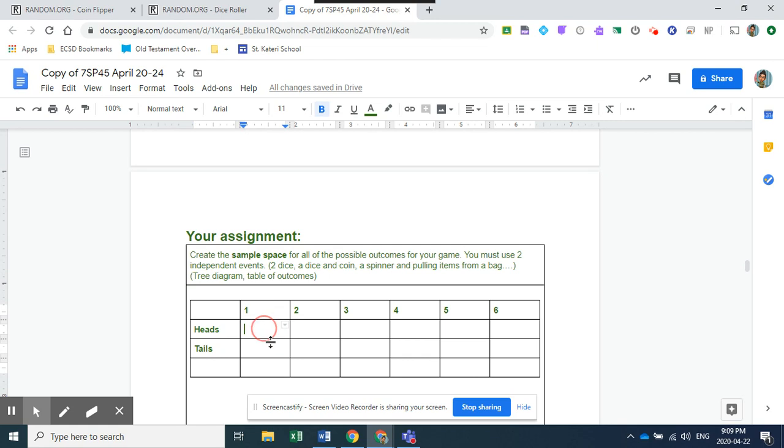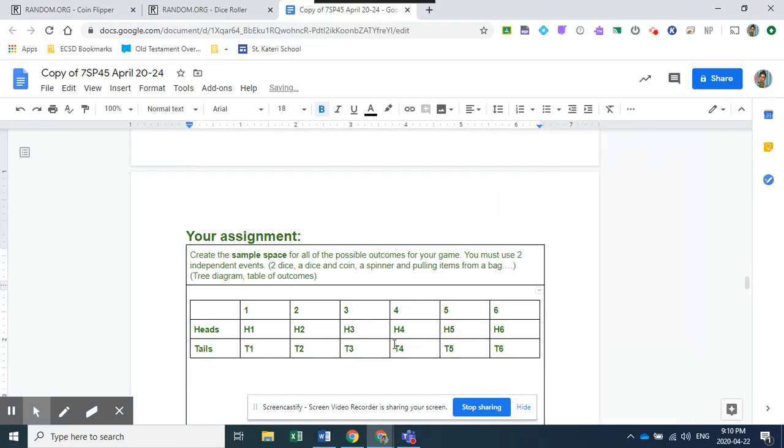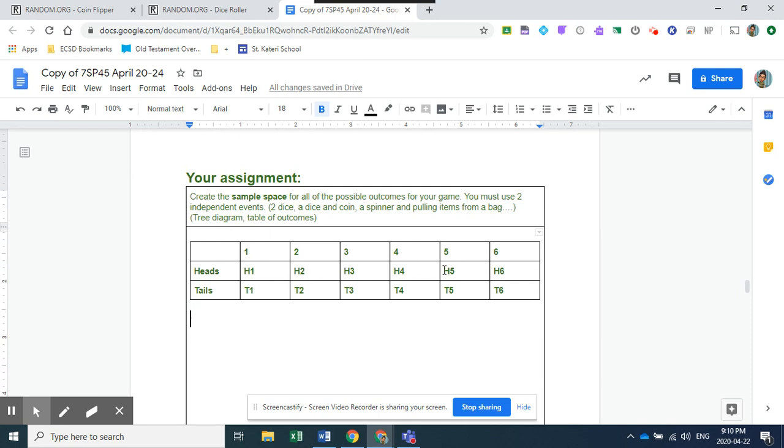So when you're making a sample space, that means you're going to list all of the possible outcomes. Okay, so heads and 5, heads and 6, and then over here, tails and 1, tails and 2, and so on. Okay, so this is a table of outcomes. I'm going to delete this row because I don't need that either. I have a possible, count it up, 12 outcomes.